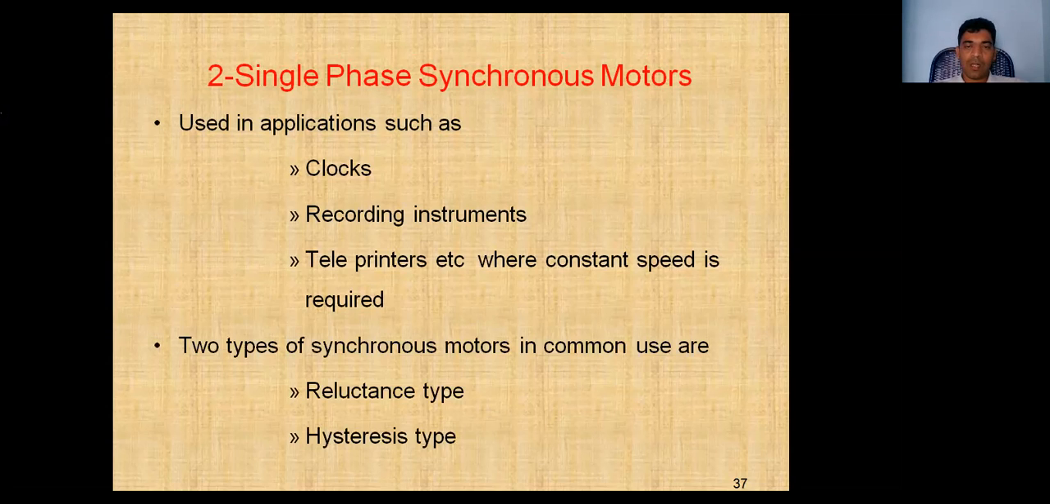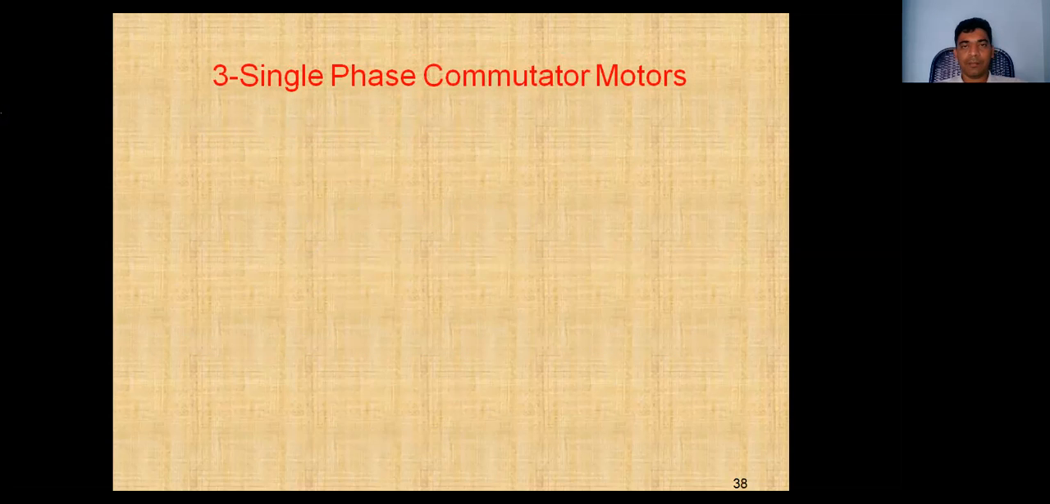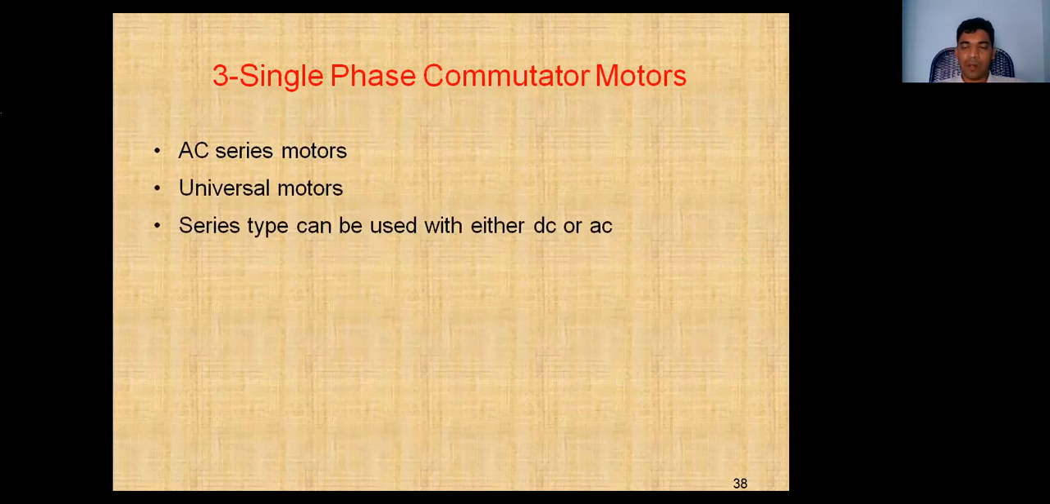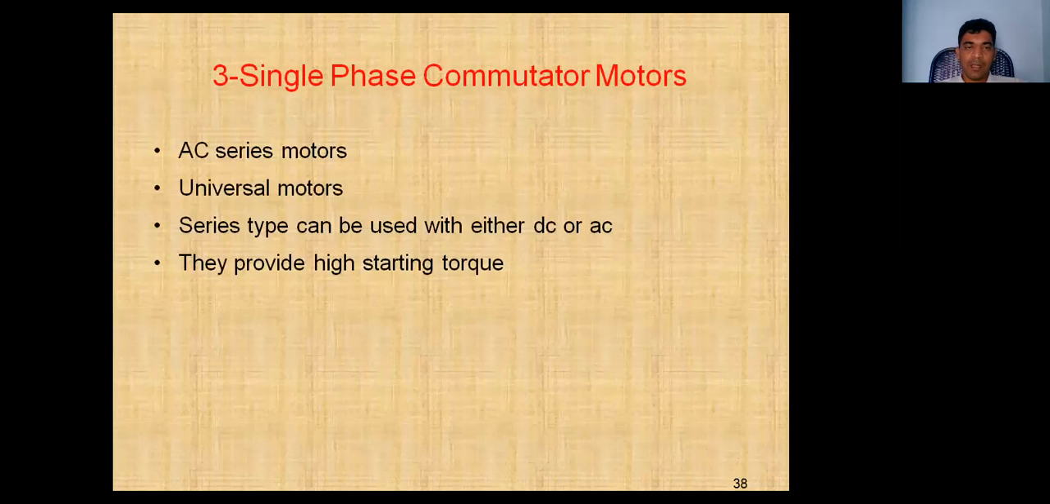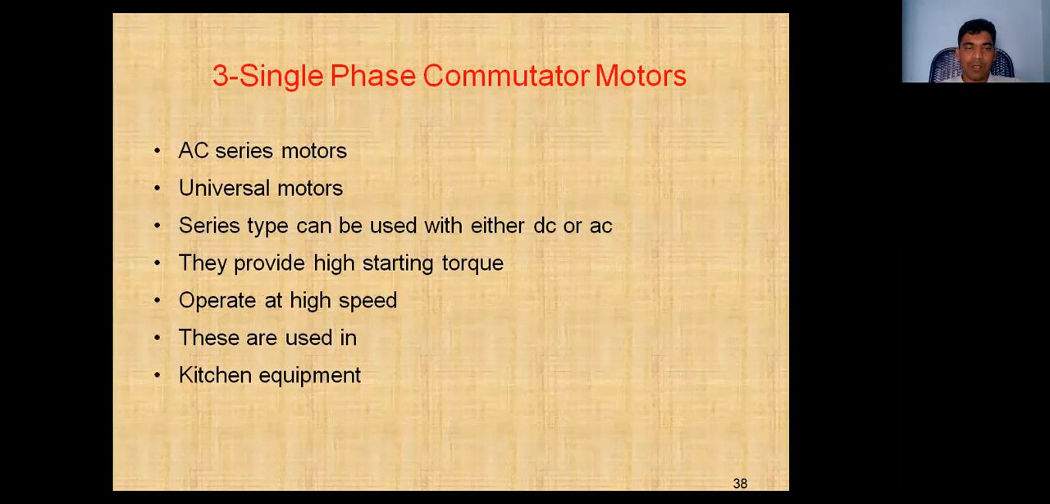Two types of synchronous motors commonly used are the reluctance type and the hysteresis type. Single phase commutator motors: AC series motors, universal motors. Series type can be used by either AC or DC. They provide high starting torque and operate at high speed. These are used in kitchen equipment, portable tools, vacuum cleaners, etc.